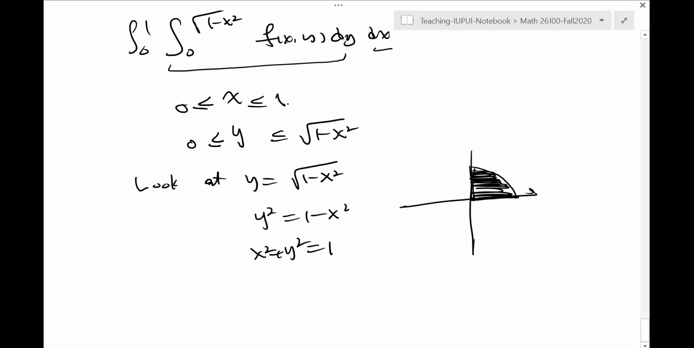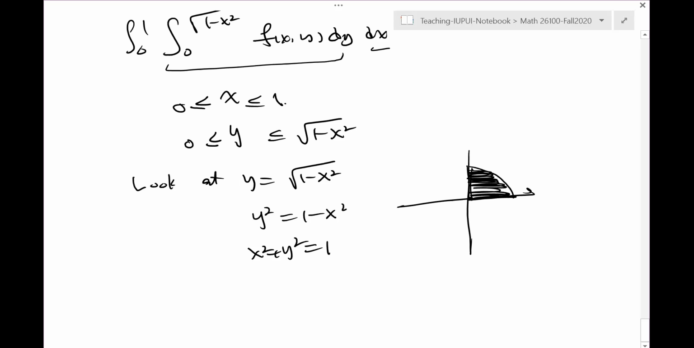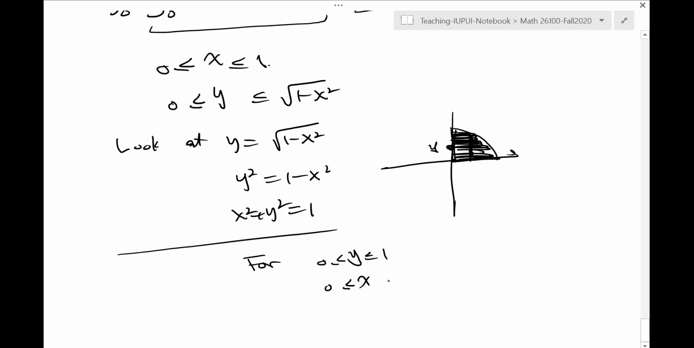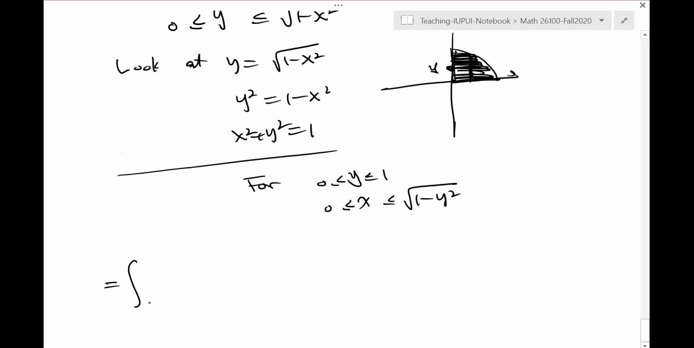Once you understand this, we are actually using vertical lines here, right? But then you can use horizontal lines. So for any y between 0 and 1, the lower bound for x is 0, and the upper bound, you solve the above equation, you get square root of 1 minus y squared, right? So that's why the integral becomes the integral from 0 to 1 dy, and from 0 to the square root of 1 minus y squared, f of x, y, dx, okay?